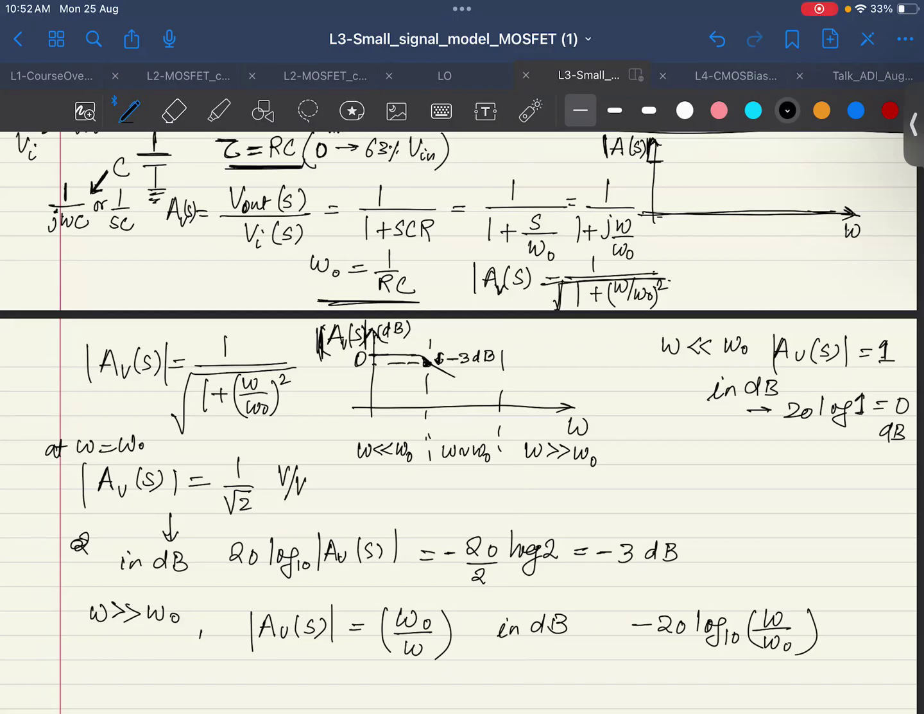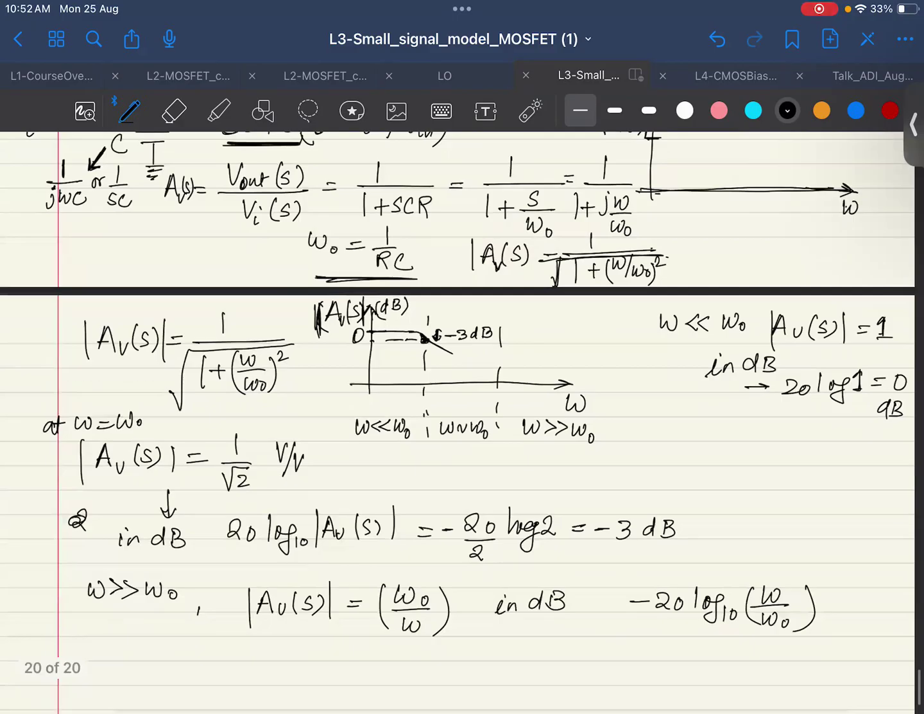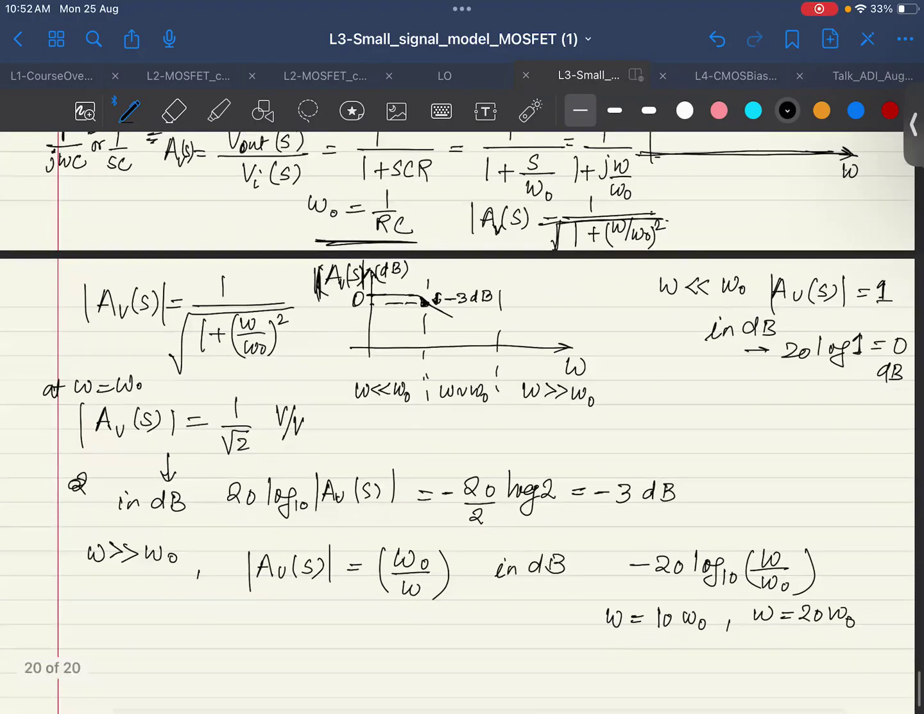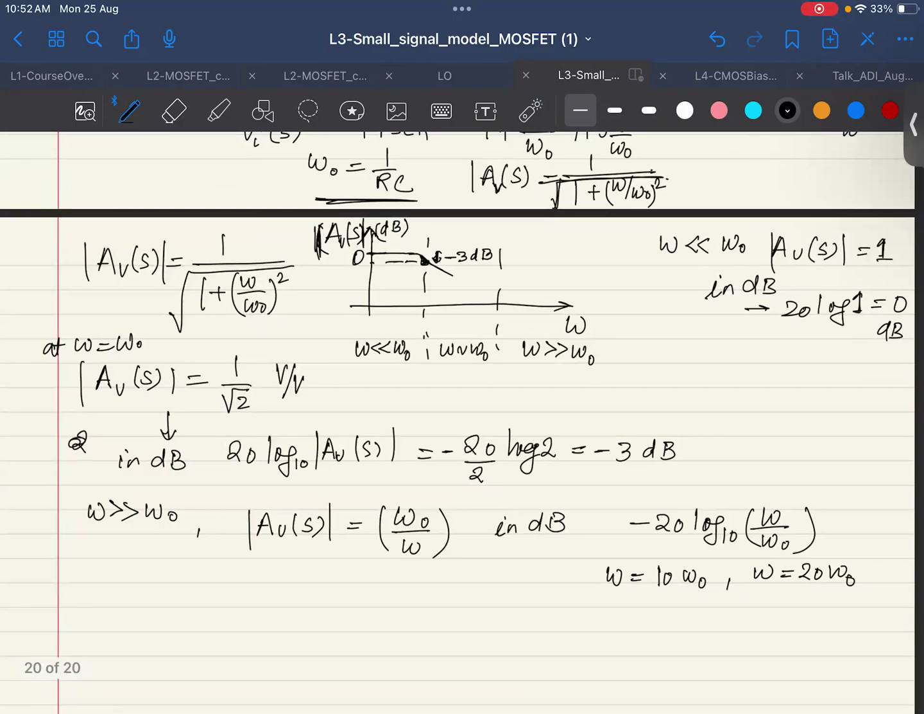Because omega by omega naught and minus, yeah, that's correct. So this would be the gain. Now in this we see, if I'm taking omega in terms of decades, because that is easier, because now we see there is a log function. So if omega is, let's say, 10 omega naught, or omega is, for example, 20 omega naught, in the two cases, what would be this gain? So let's say if it is 10 omega naught, then we know this is minus 20 log 10. And if it is 20 omega naught, then what is the gain?